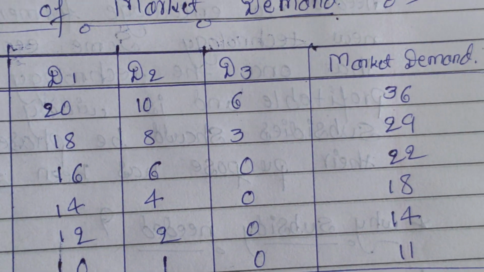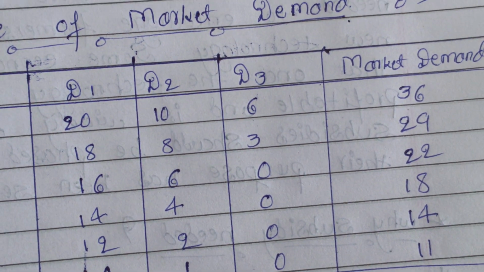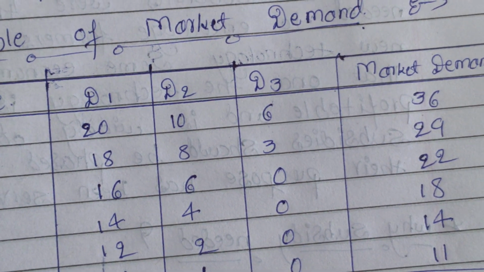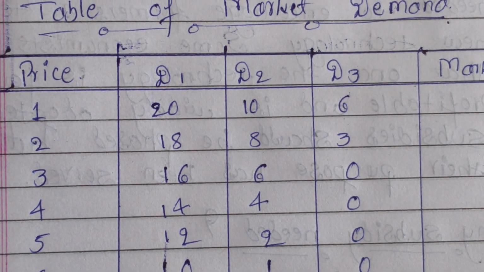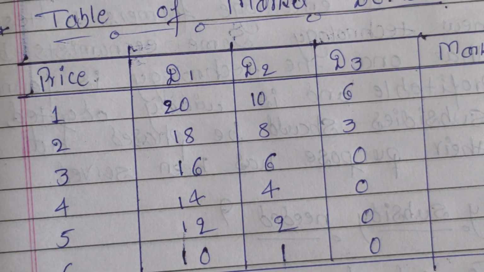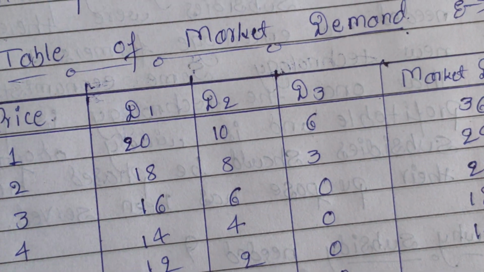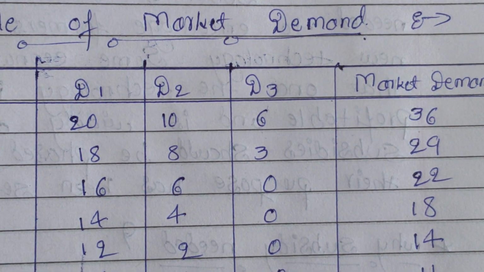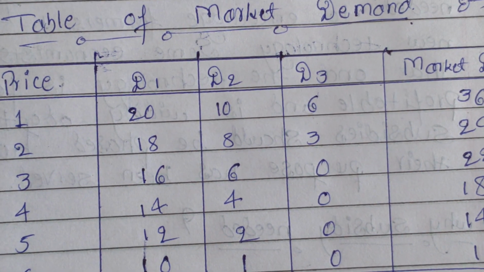So this is only an example. In reality there are a huge number of consumers purchasing varieties of goods and services. Just for example, here we are using only 3 different consumers in one market. Next, when price increases from 2 rupees to 3 rupees, consumer A's D1 demand is 16 units, consumer B's D2 demand is 6 units, and D3 becomes 0. So 16 plus 6 plus 0. So what is the market demand? 22. Yes.